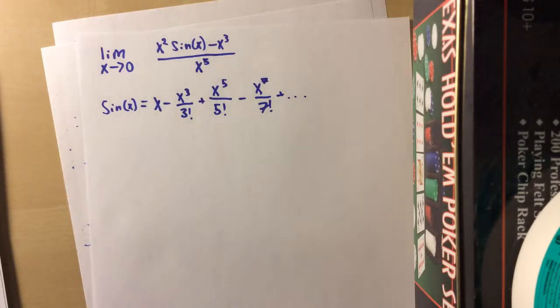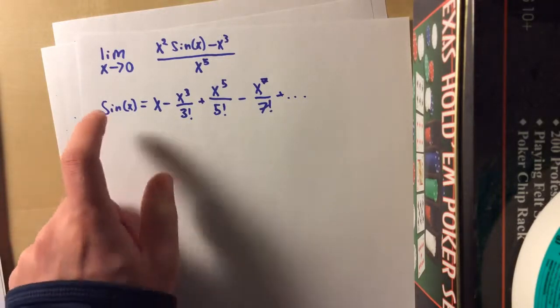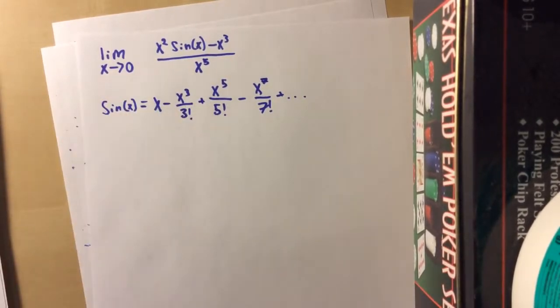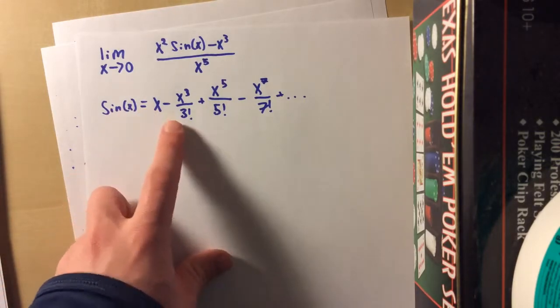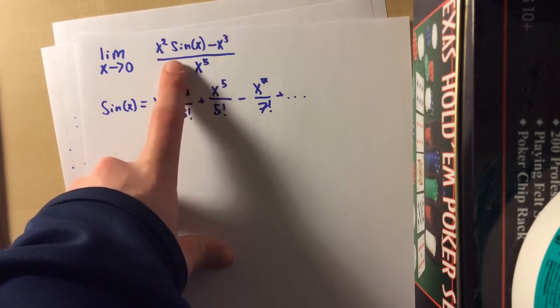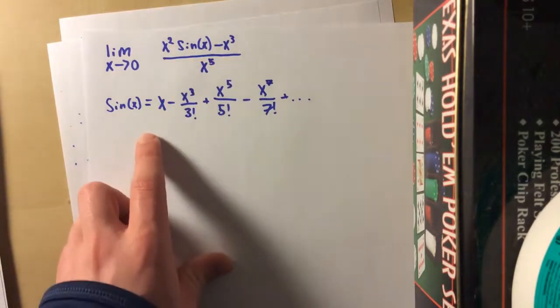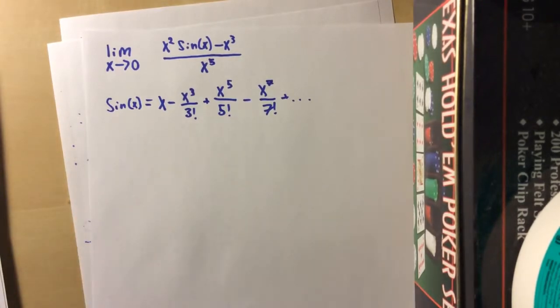Now let's use our knowledge of series to solve this expression. The limit as x goes to 0 of x squared times sine x minus x cubed over x to the fifth. So remember, when we're doing these problems, we're trying to substitute in a series into one of these values. So we know that the sine of x, you can write that out as this power series.